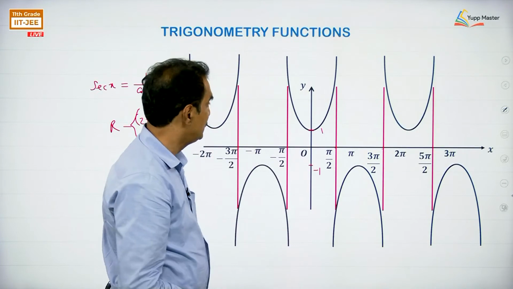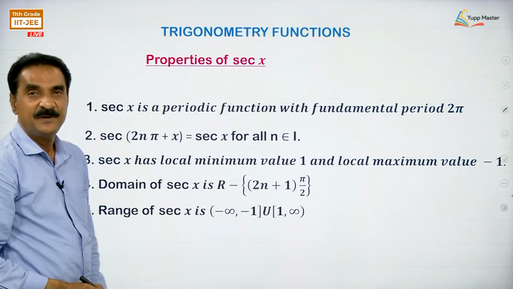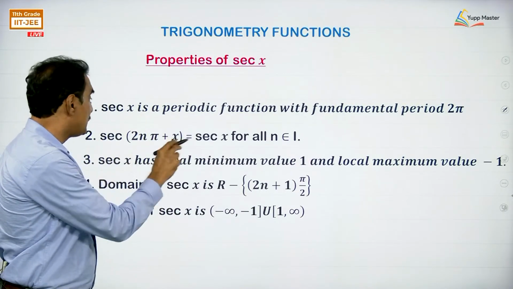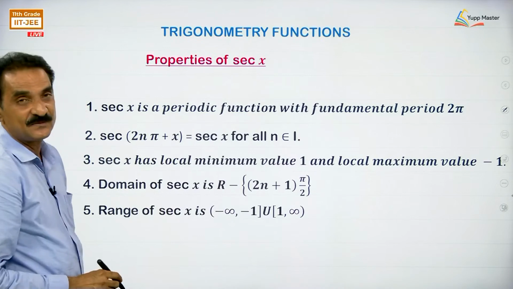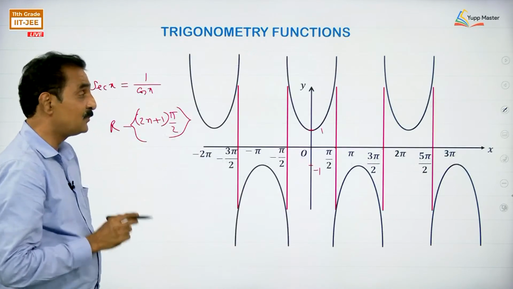You can easily remember this. Secant x is a periodic function with period 2 pi, with fundamental period 2 pi. Secant of 2n pi plus x is equal to secant x for every integer n. Secant x, one more thing.